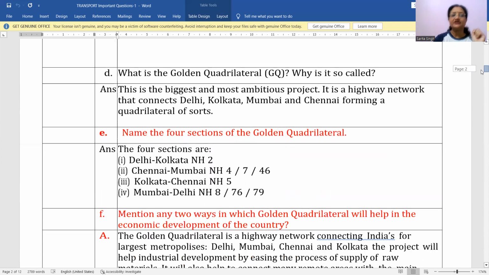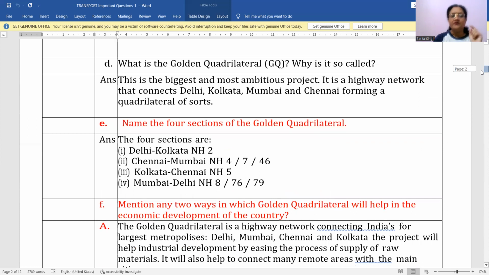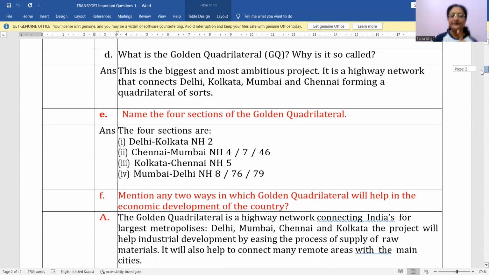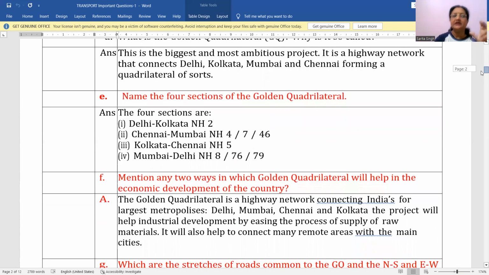Next, name the four sections of the Golden Quadrilateral. Four sections are Delhi, Kolkata, right? Then Chennai and Mumbai, then Kolkata, Chennai, and Mumbai, Delhi. So all these four sections of it make it the complete Golden Quadrilateral.